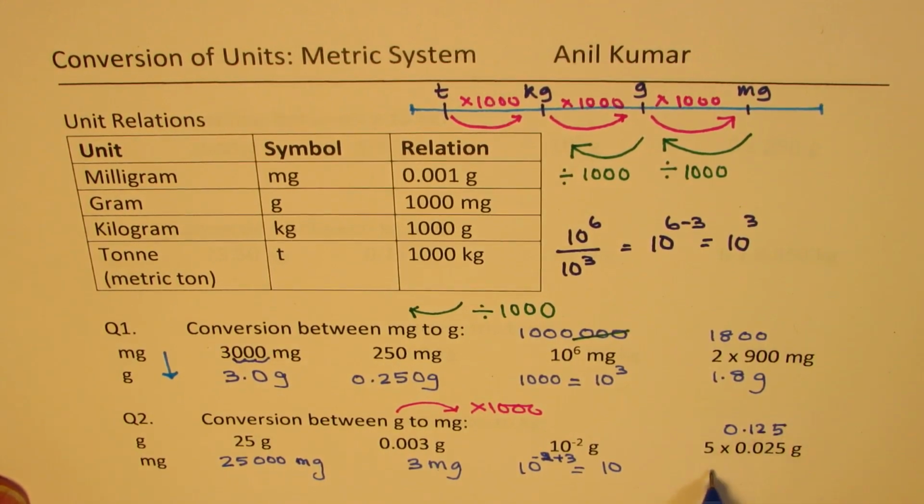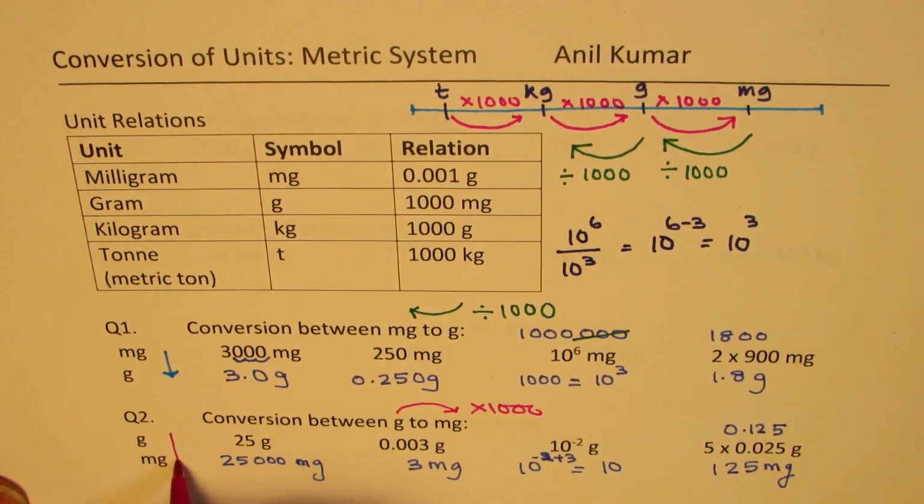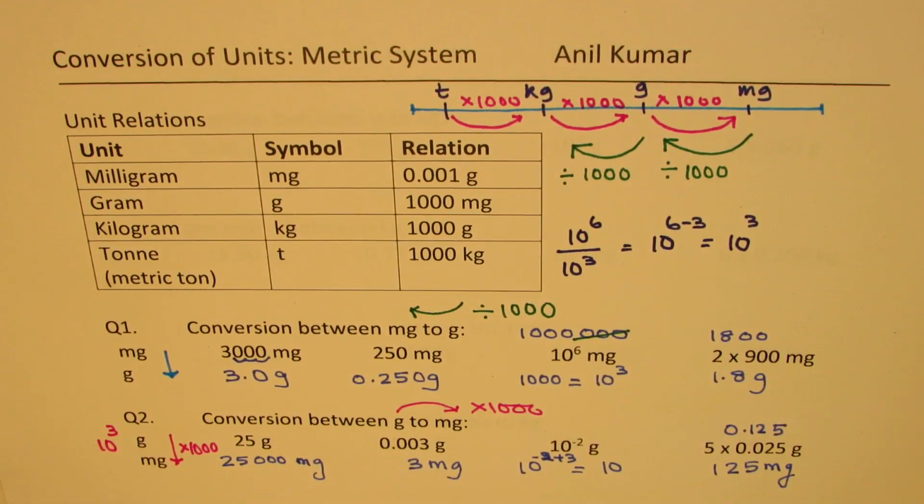Multiplying by 1000 makes it 125 milligram. Is that clear to you? So in this conversion, when we converted from grams to milligrams, we multiplied by 1000, or you can say 10 to the power of 3, to get our answer. Is that clear? Perfect. Now let's move on and take the other questions.